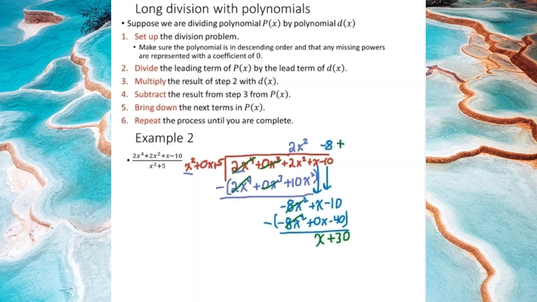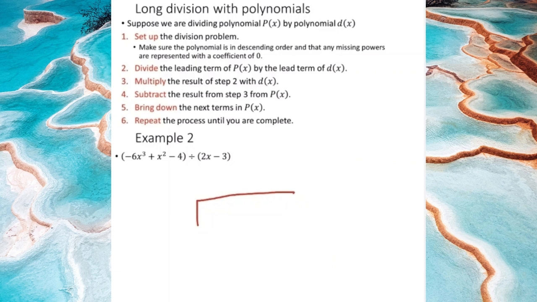The way we'll put our remainder in place is we'll put plus our remainder x plus 30 over what we divided by, which is the x squared plus 5, and we no longer need the 0x. We only put that there as a placeholder for the division. So our answer through this polynomial division is 2x squared minus 8 plus x plus 30 over x squared plus 5. Since we had a remainder that is not 0, then x squared plus 5 is not a factor of the 2x to the fourth plus 2x squared plus x minus 10.